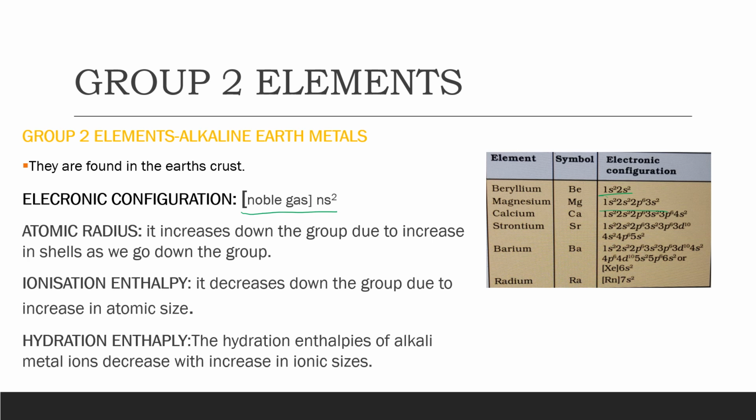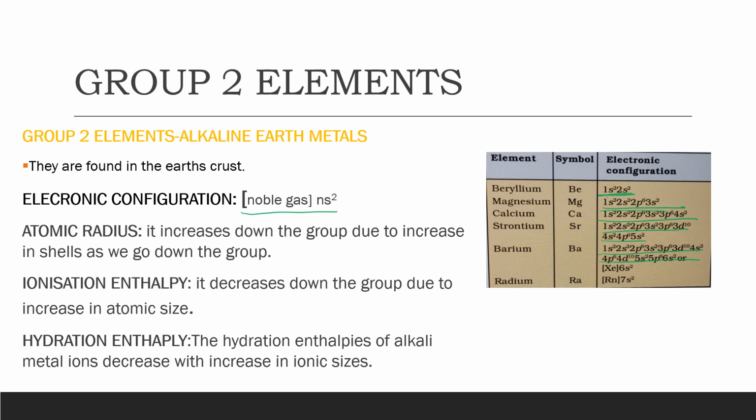Next is atomic radius. It increases down the group due to the increase in shells as we go down the group. Over here you can see the number of shells increasing downwards. So due to that there is an increase in atomic radius.